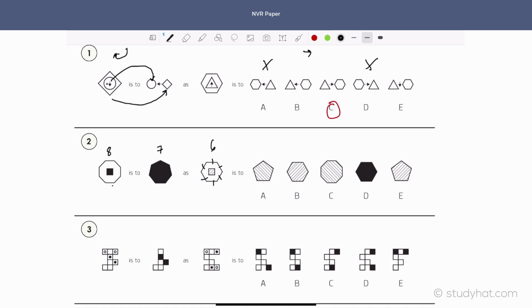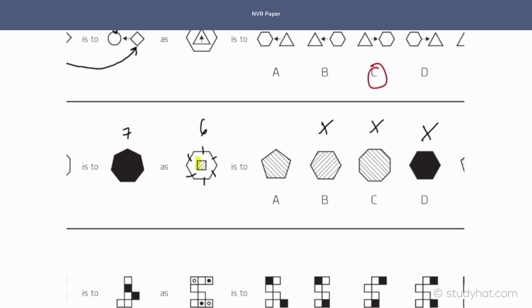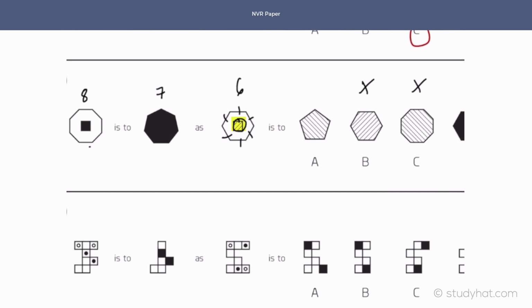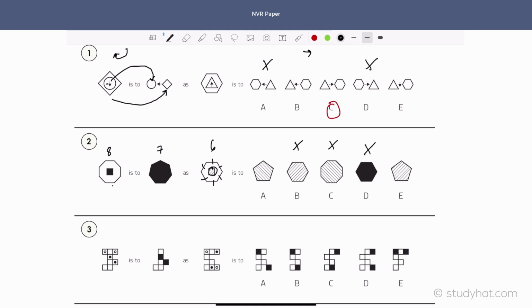And so what have we got with a 5-sided shape? Not this one, not this one, not this one. So we're left with 2 options. Then what's happened? Colour inside, which in this case is black, has become the entire colour of the shape. So this is going to become the entire colour of the shape. And you can see this is diagonal stripes going in this direction. That's why our answer here is E.